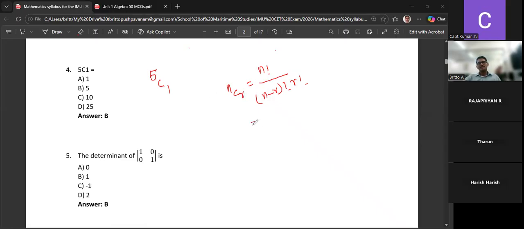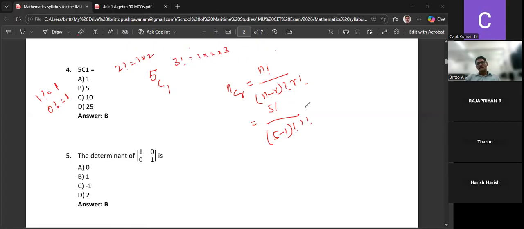So if you put the value of n and r here, you get 5 factorial divided by 5 minus 1 factorial into 1 factorial. You know the factorial values? 1 factorial means 1. 0 factorial is also 1, right? 2 factorial is 1 into 2, right? 3 factorial means 1 into 2 into 3, right?